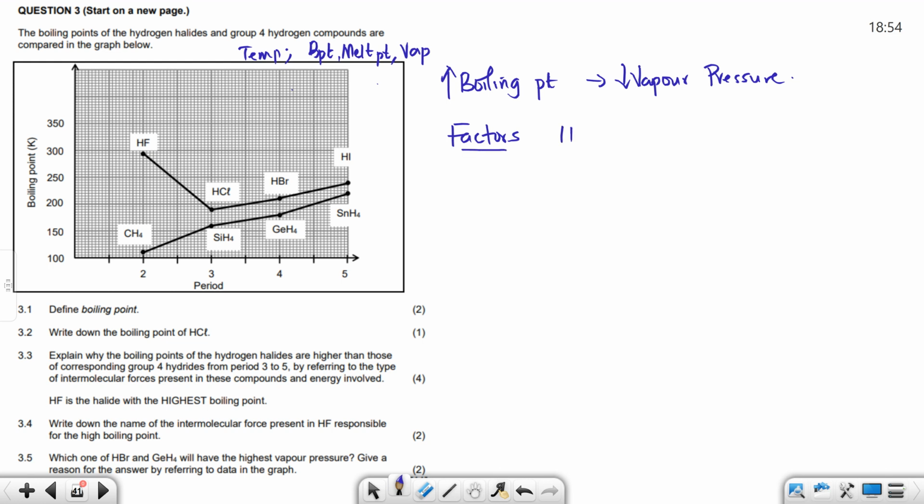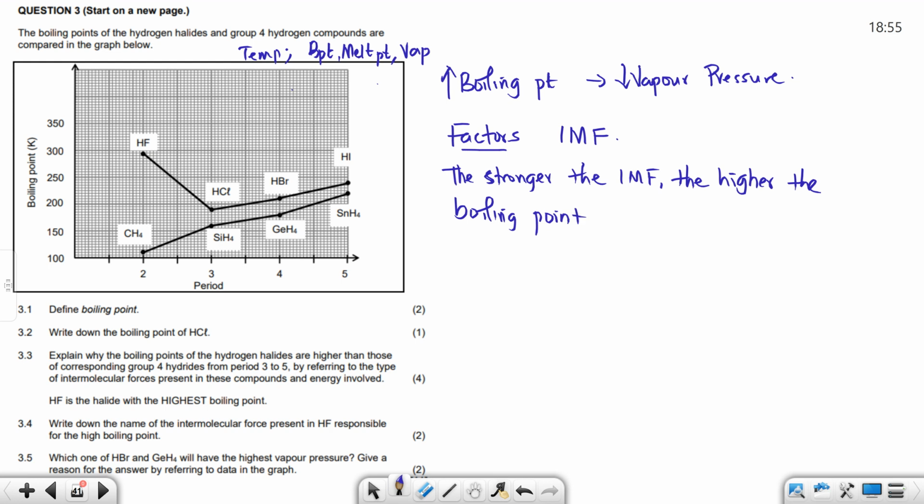Right now, they are going to ask you for intermolecular forces. The stronger the intermolecular force, let me first write this. The stronger the intermolecular force, the higher the boiling point. But we don't write that in an exam. The higher the boiling point, and the lower the vapor pressure. You've been writing this? All right.